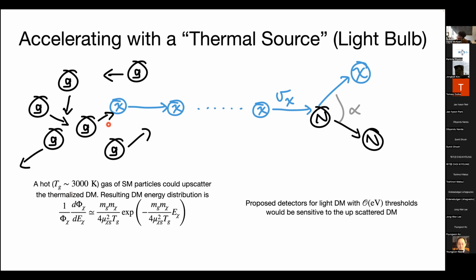And so these can scatter on the dark matter, and basically the idea is the same as in the beam setup, where this dark matter is kicked up to a higher kinetic energy, then travels downstream to some sensitive detector, which can then record the scattering of the dark matter on a nucleon inside of that detector. And so you can go ahead and calculate, if you know the temperature of this gas, the kinetic energy distribution of the dark matter that's upscattered through this process.